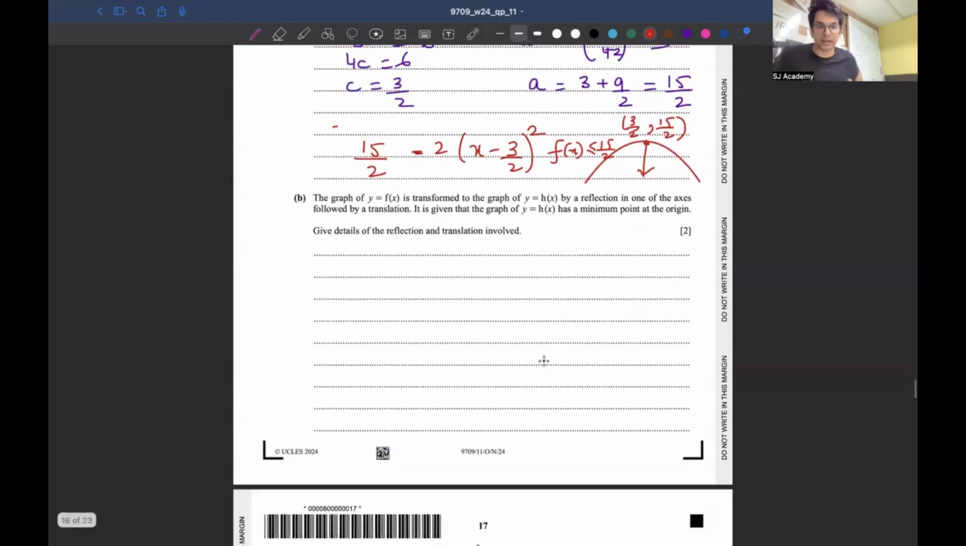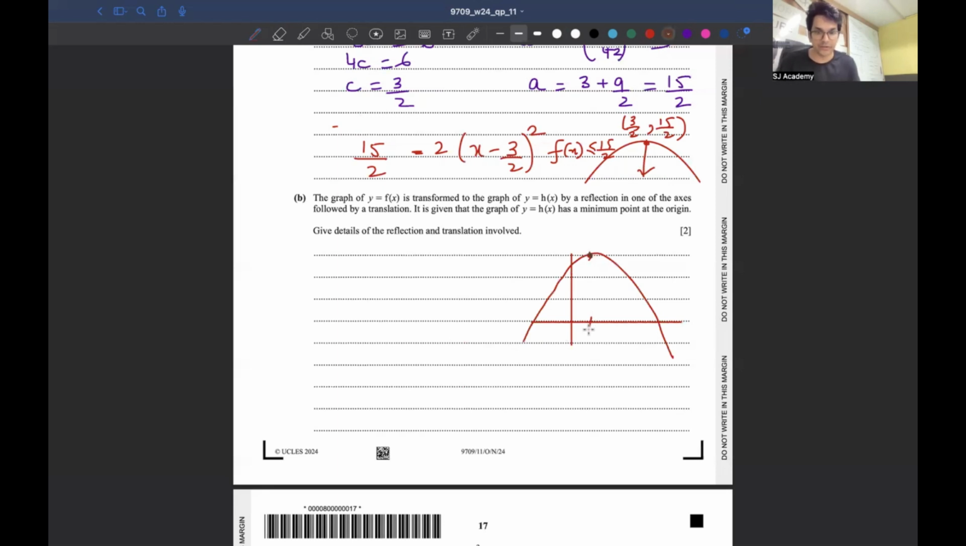In part B, it says the graph of y = f(x) is transformed to the graph of h(x) by a reflection in one of the axes followed by a translation. Now we already know that the turning point for f(x) is at (1.5, 7.5), since 3/2 is 1.5. So this is the general graph. It is first reflected in one of the axes and then translated, and the final function has a minimum point. Minimum point means this graph has been inverted. It means it has been reflected in the x-axis.